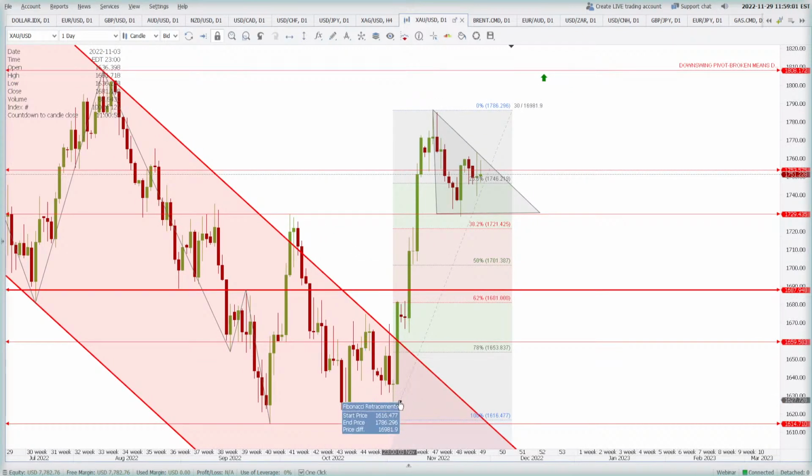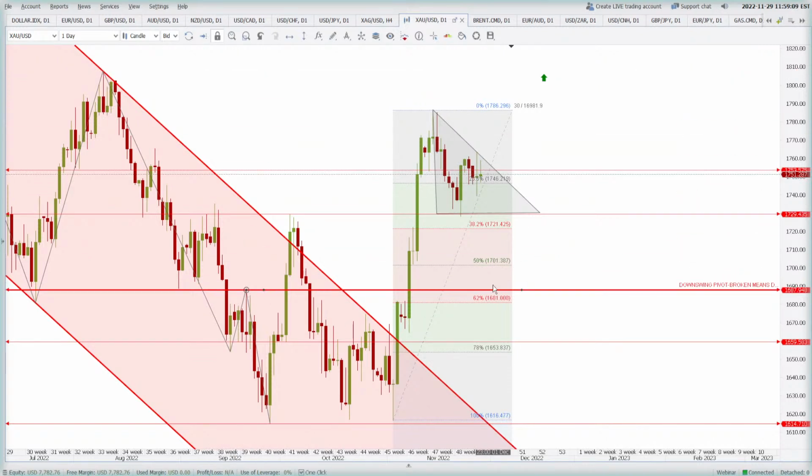So what I was trying to say here is that this low and this side becomes your downswing pivot, I think. This becomes your downswing pivot, and if it becomes your downswing pivot, then this downswing pivot was broken here. Thereafter, these lows were support.